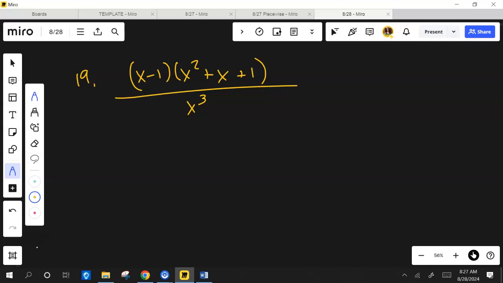Now, did anybody? Yes and no. Did anyone notice anything? Somebody did. I know somebody did. Did you recognize it? How many of you recognize that as the factored form of a difference of 2 cubes? Dozier is really good at those factoring special patterns.